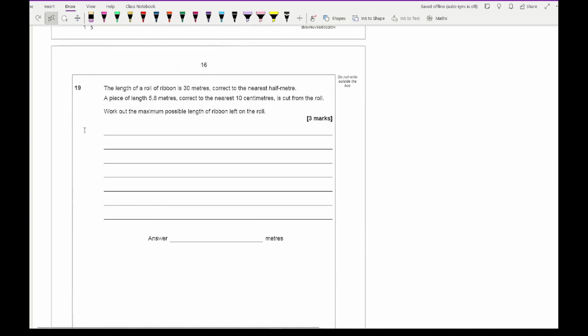So question 19 says the length of a roll of ribbon is 30 meters, correct to nearest half meter. A piece of length 5.8 meters, correct to nearest 10 centimeters, is cut from the roll. Work out the maximum possible length of the ribbon left on the roll.